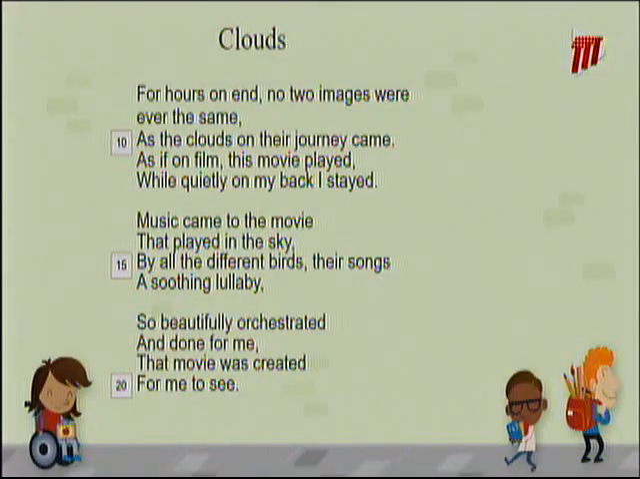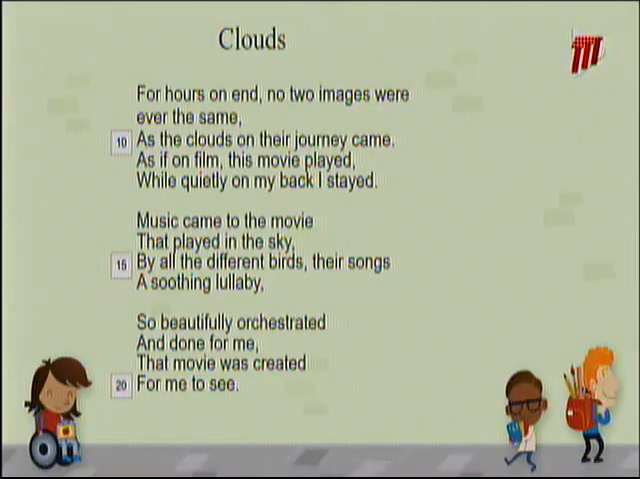For hours on end, no 2 images were ever the same as the clouds on their journey came. As if on film, this movie played, while quietly on my back I stayed. Music came to the movie that played in the sky by all the different birds, their songs, a soothing lullaby. So beautifully orchestrated and done for me, that movie was crafted for me to see.